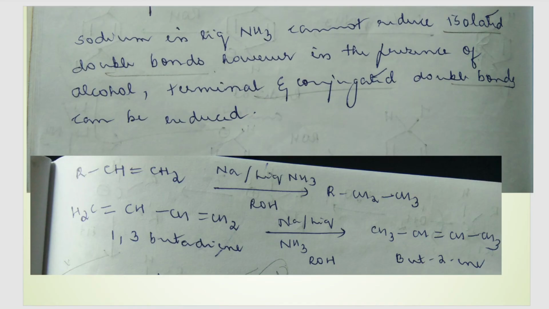And sodium in liquid ammonia cannot reduce isolated double bonds. As we saw previously, the double bonds that are isolated cannot be reduced, but if the double bond is present in conjugation or if it is present in a terminal position, that is, in the beginning, then it can be reduced. So here you can see the double bond is present in conjugation, so it can be reduced, and it is present in a terminal position in this example, so it can be reduced.